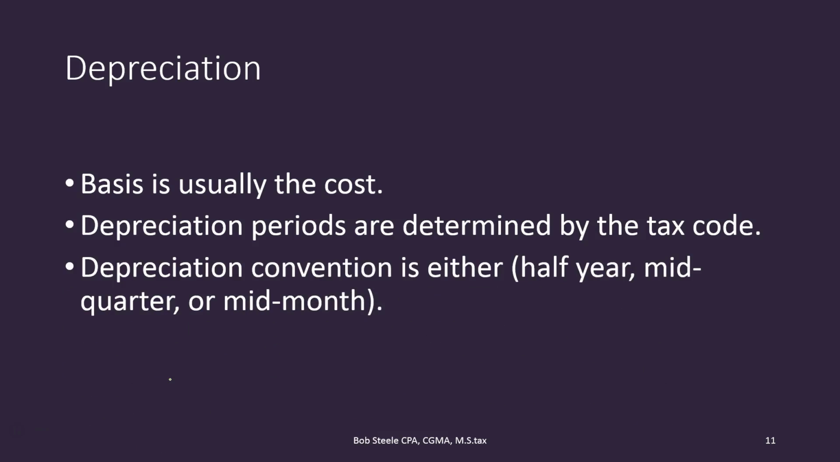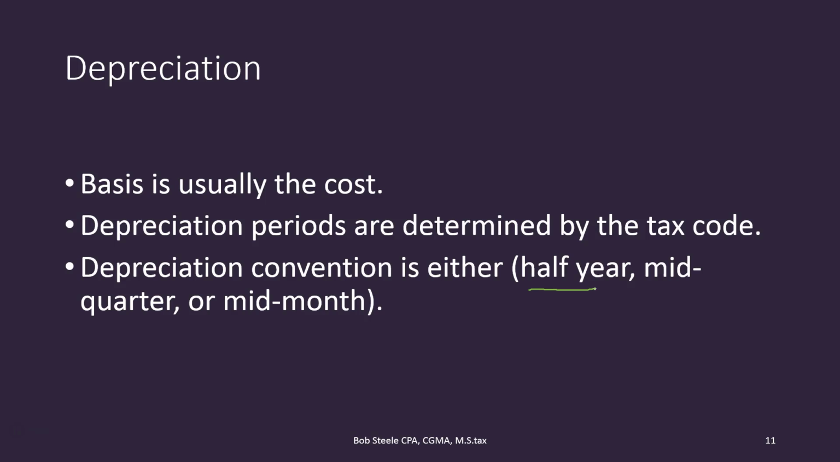So the depreciation convention is either half year, mid-quarter, or mid-month. Let's just take the half year; it's going to try to make things a little bit easier in terms of the partial year. Obviously, if we bought the forklift and we're going to depreciate it over 5 years, but we bought it on February 6th, then the question is, well, we didn't have it for the whole year in the first year because we only had it from February 6th on.